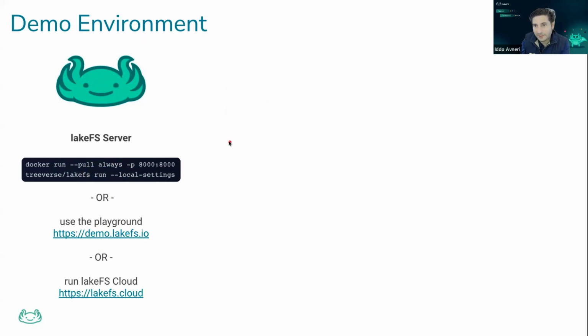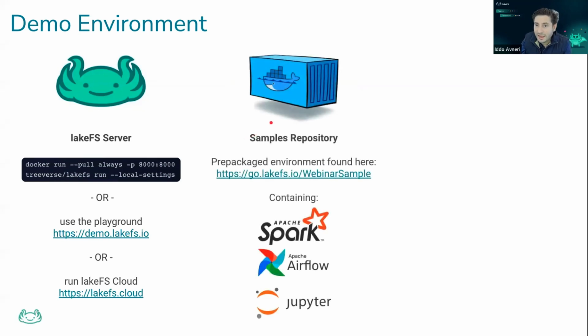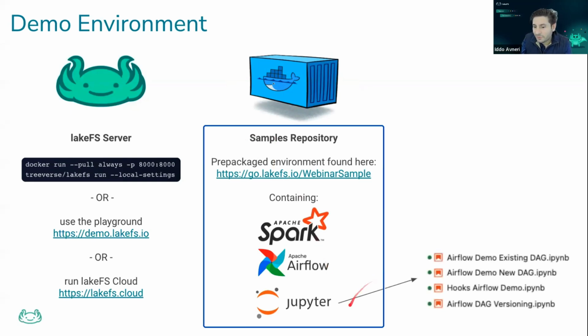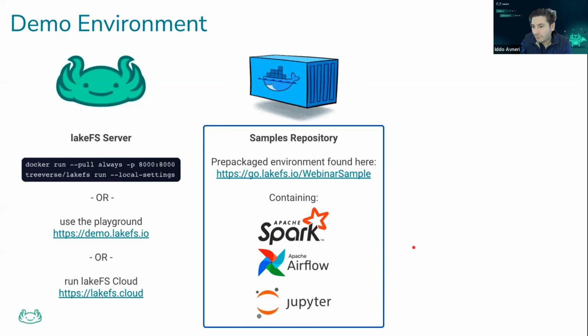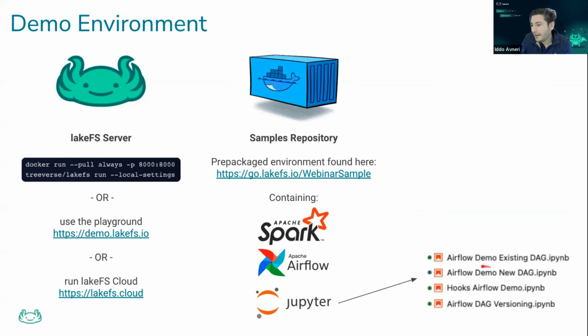And then the second part of it, which is what we're going to show you a lot here today, is we have some sample repositories. We have a Docker environment that encapsulates within itself Spark and Airflow and Jupyter and some other things, by the way, like Delta Lake and things like that, which is available on this link. We're basically going to run this single container, point it to the lakeFS server, and then look at a few notebooks inside this Jupyter notebook, which are working with existing DAGs, with new DAGs. We're working with hooks, and we'll talk about these in more detail in a second.